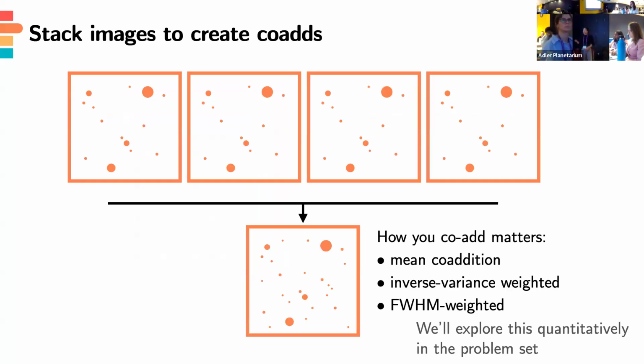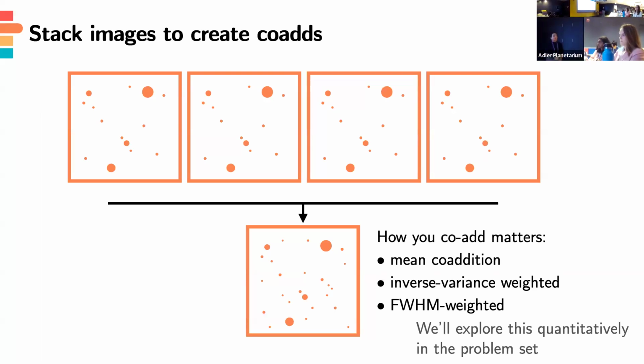How you coadd actually also matters. So this is mean co-addition, what I just described. This is great when all of your exposures have the same noise properties. But you can also do inverse variance weighted co-addition. This is when you have some exposures that were taken under great conditions and some that were taken under not so great conditions. You want the exposures taken under good conditions to mean more for the stack than the ones taken under bad conditions. One way to achieve this is inverse variance weighting. That's what you'll do in the problem set.